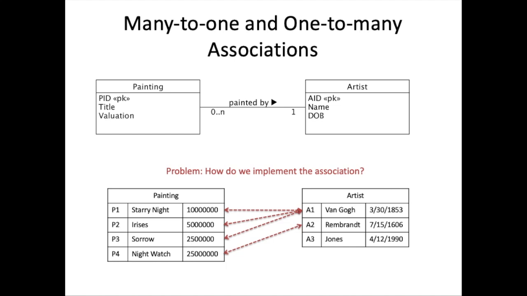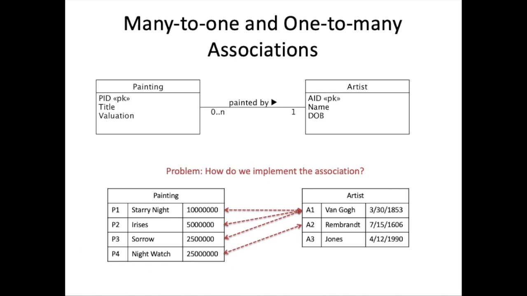And in this case, just looking at an example of how this many-to-one works, we've got Van Gogh painted 3 different paintings that we have in our database. Starry Night, Irises, and Sorrow. And Rembrandt just has this one that we have in the database, Night Watch. For each painting, there's just one artist, but for some of the artists, there may be multiple paintings. So how do we implement that?